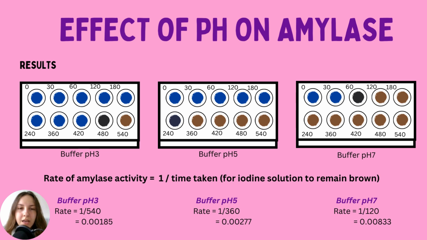So pH 3, the reaction stopped at 540 seconds. However, in pH 5, the reaction stopped at 360 seconds, and at pH 7, the reaction stopped at 120 seconds. So just by looking at this off the bat, without doing any fancy calculations, we can see that pH 7 was the best for this particular version of amylase.